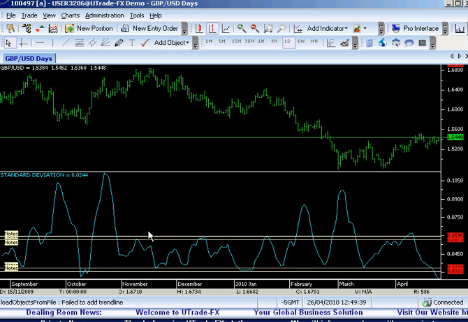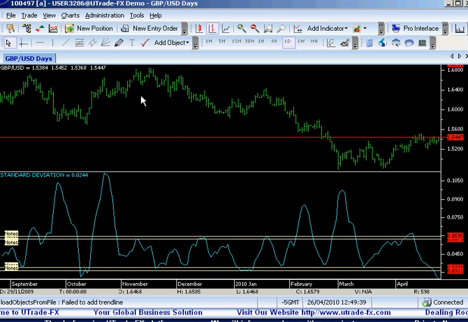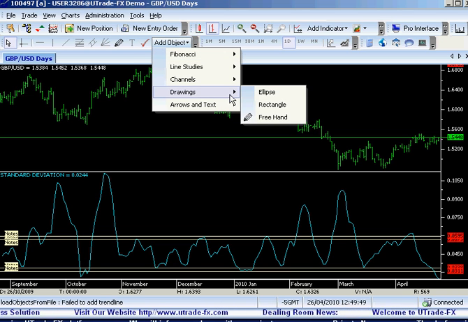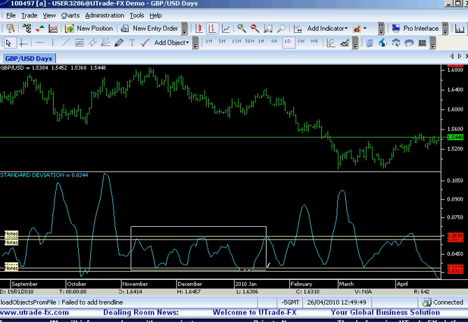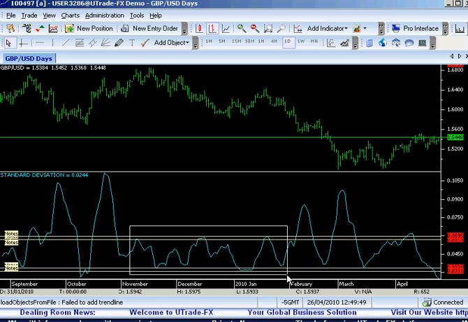Basically, if we are trading the standard deviation, we would look at these areas. Let me draw a rectangle to show which area I like to trade. These are the areas I like to trade. Also, this area, when it's locked in the 2 borders.